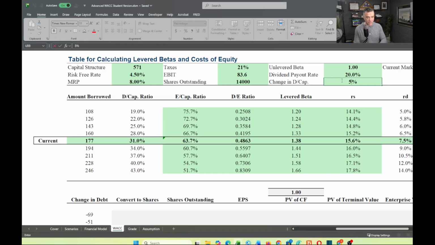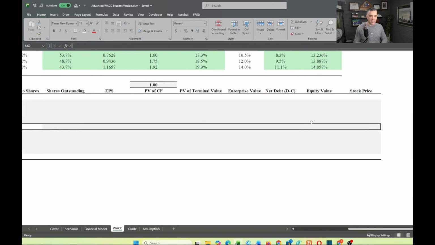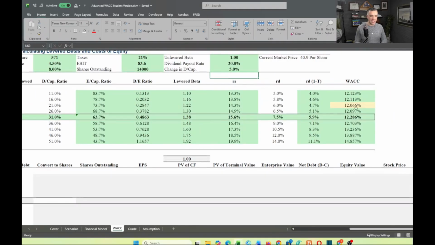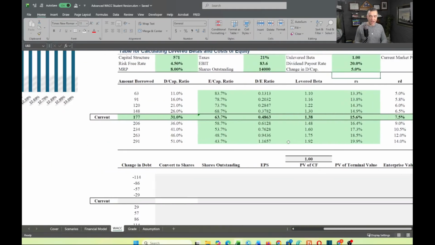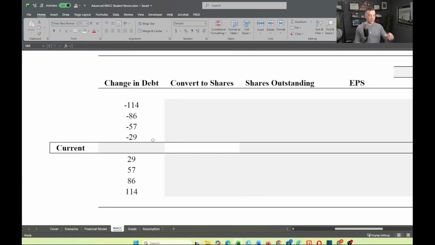But again, this is for teaching purposes. I would do a larger model to show that. Okay, so we can see that that's how you minimize WACC. Now let's look at the valuation of the company. So we want to find out the enterprise value and the equity value.